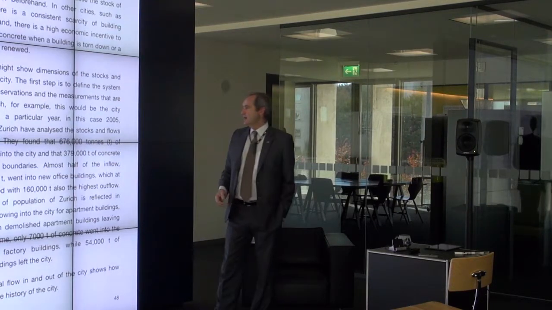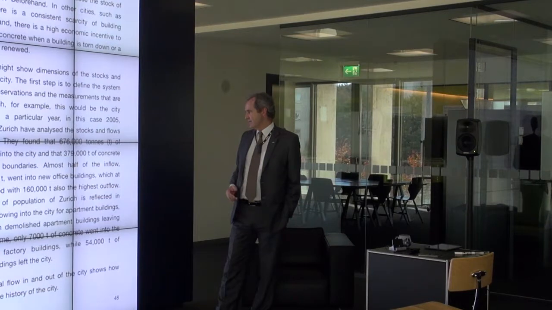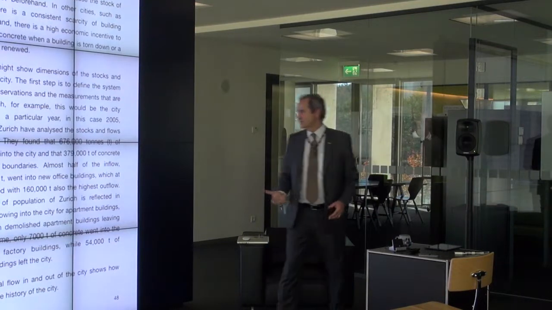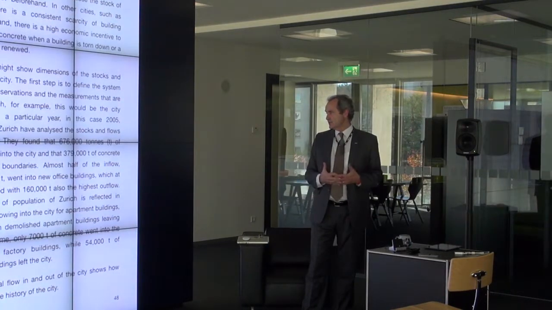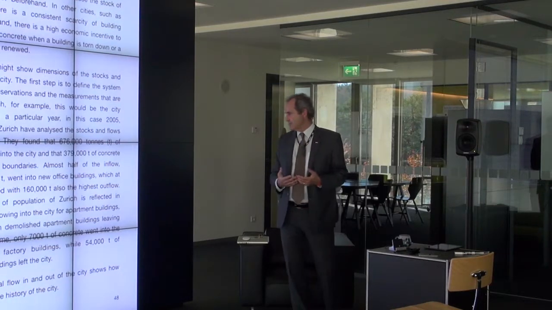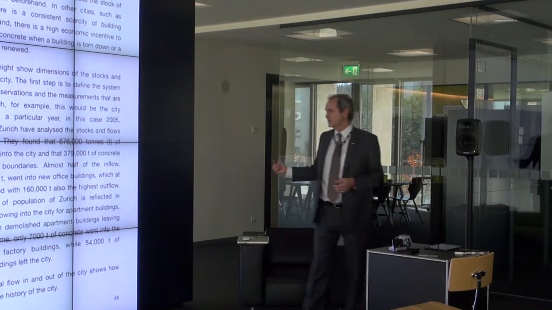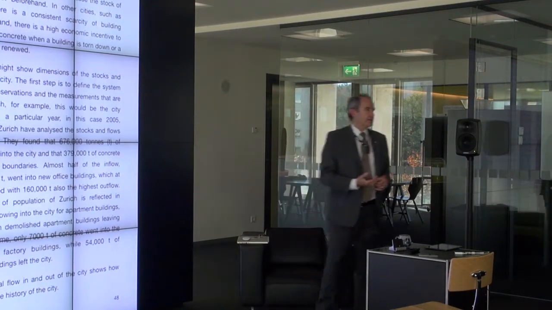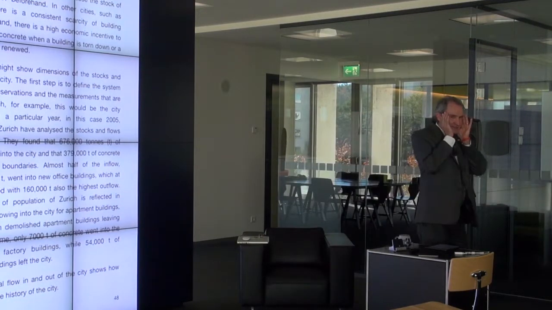379,000 tons of material left the city boundaries. And half of the inflow, 329,000 tons, went into new office buildings, which at the same time produced, with 160,000 tons, also the highest outflow. The present increase of population of Zurich is reflected in the 270,000 tons of concrete flowing into the city apartment buildings and only 39,000 tons from demolished apartment buildings leaving the city. So I just want you to get the view for this.